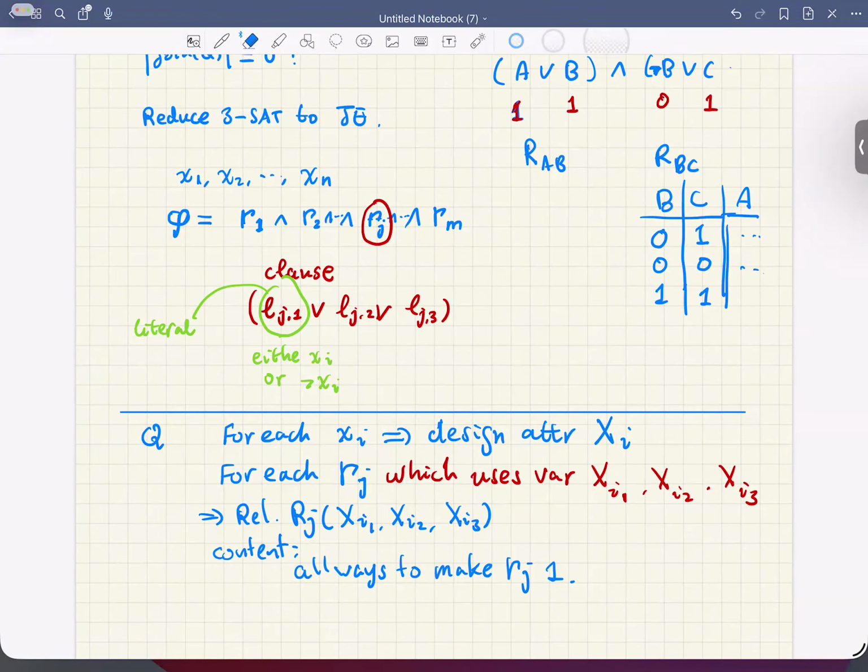In fact, the same construction holds on any set. So here is the table that I create for BC, and then I will have to create the same thing for AB, except that here you will have these tuples: all the ways to set the values of A and B to make the first clause 1. Good. Now you have the join.